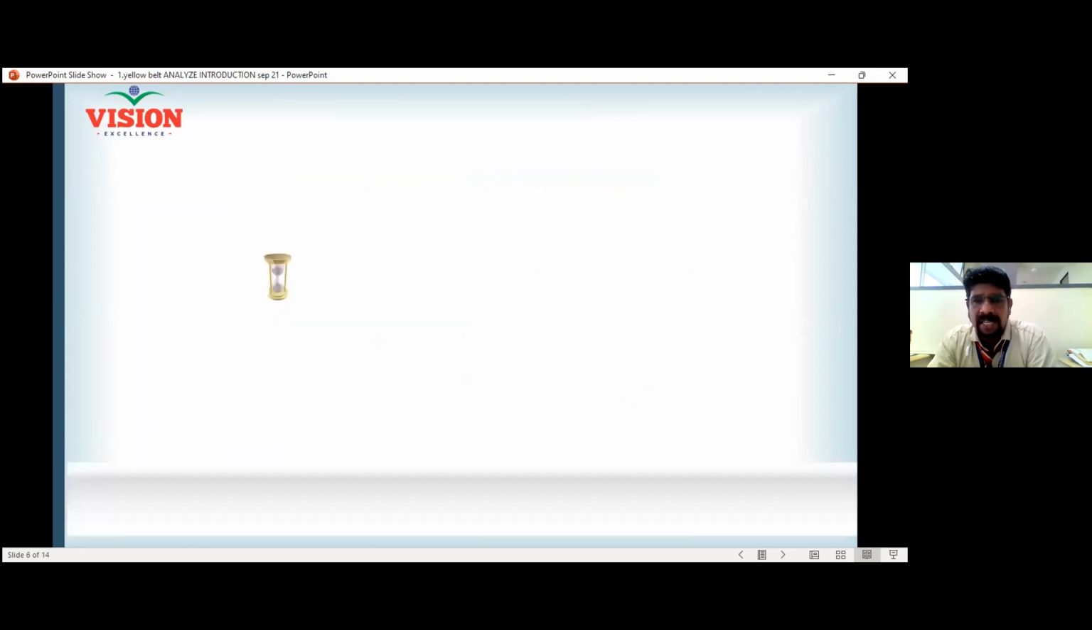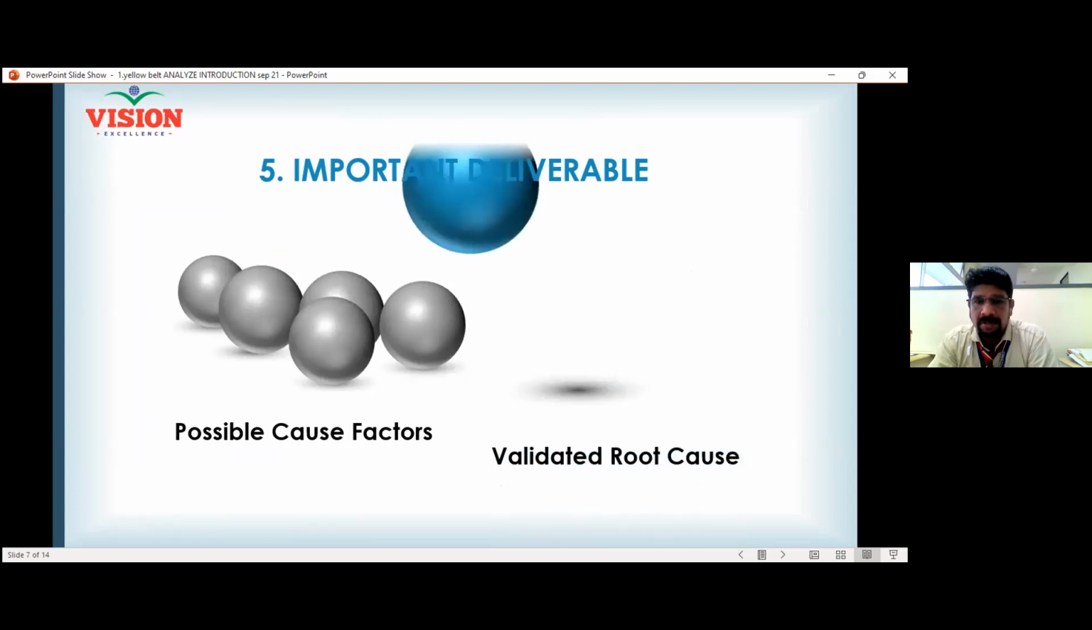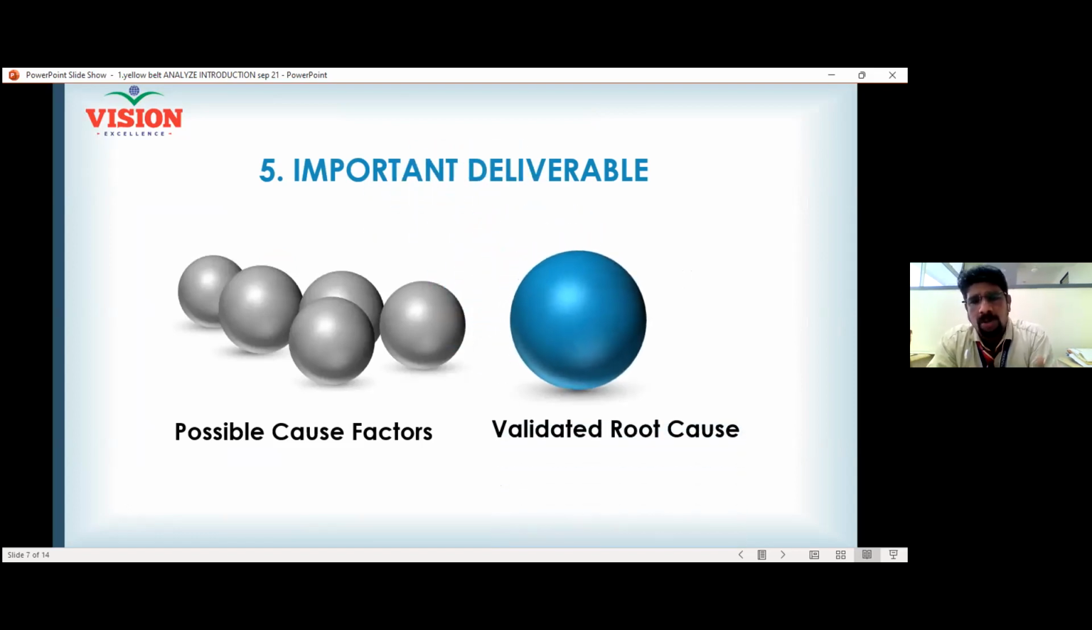So at the end of the analyze phase, I will be getting two important outcomes. One is I will get all the possible cause factors. Another one is I will get the validated root cause. What are possible cause factors? I got 6 reasons. My son is not attending the class regularly. He is not taking the notes. He is not attending the exams. He is not preparing for the exams properly. He is not doing the homework. He is not studying the subject. Likewise, I can list all the possible cause factors.